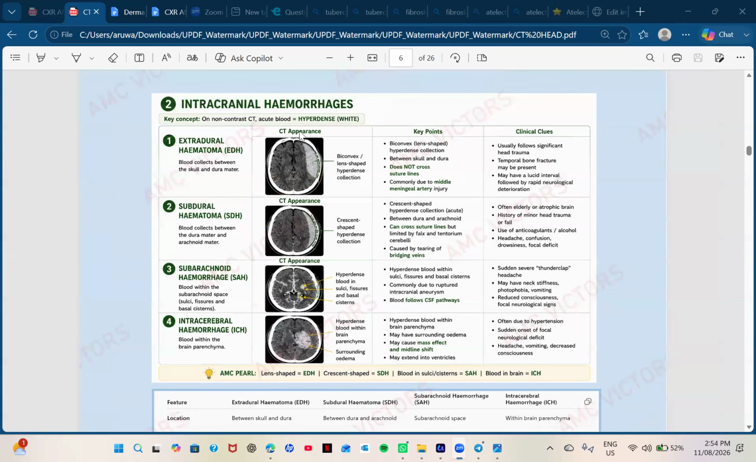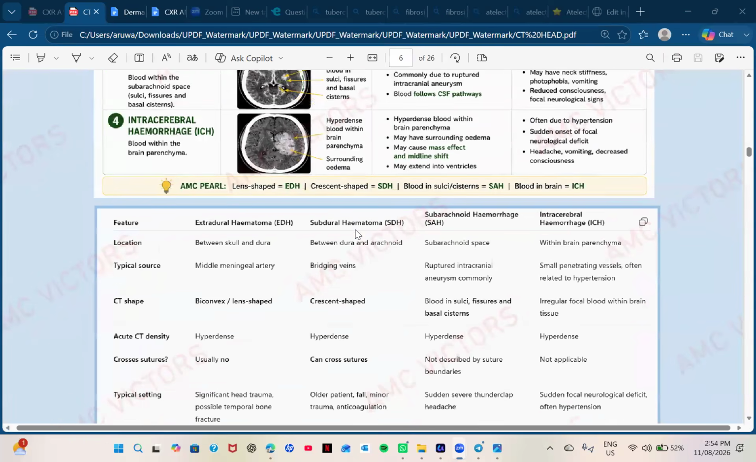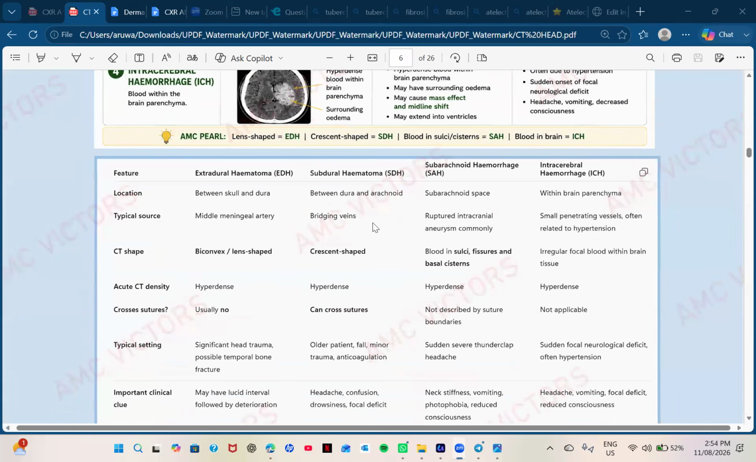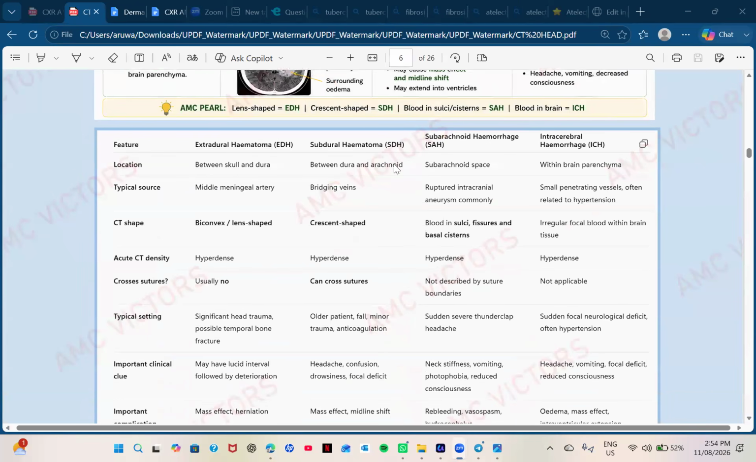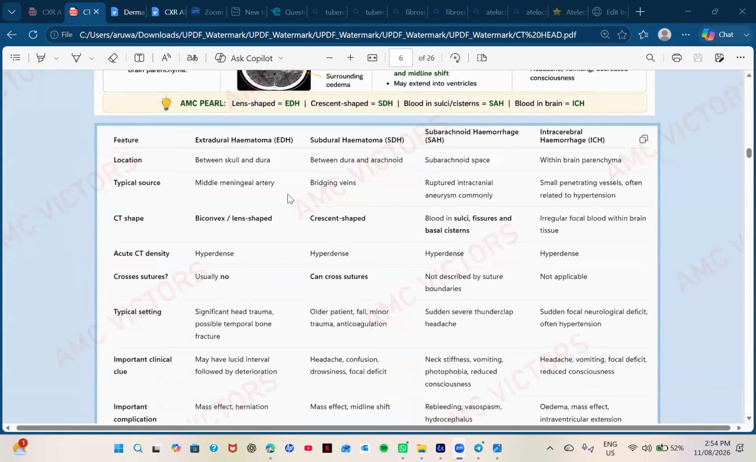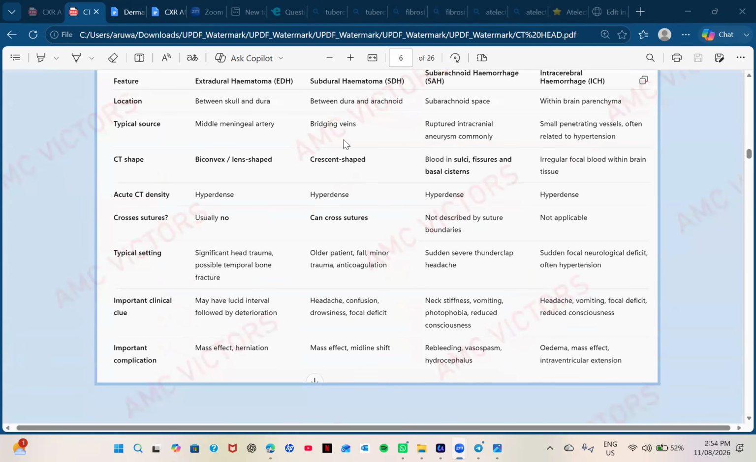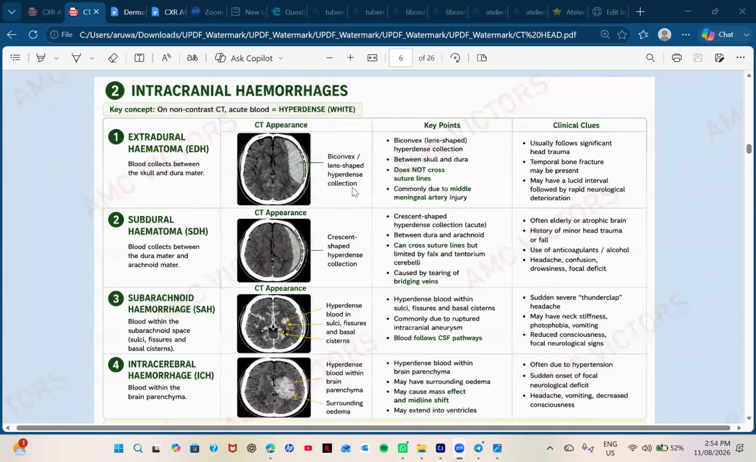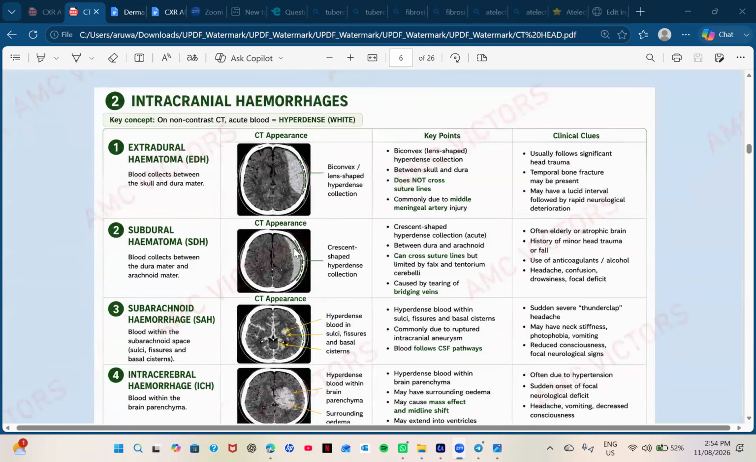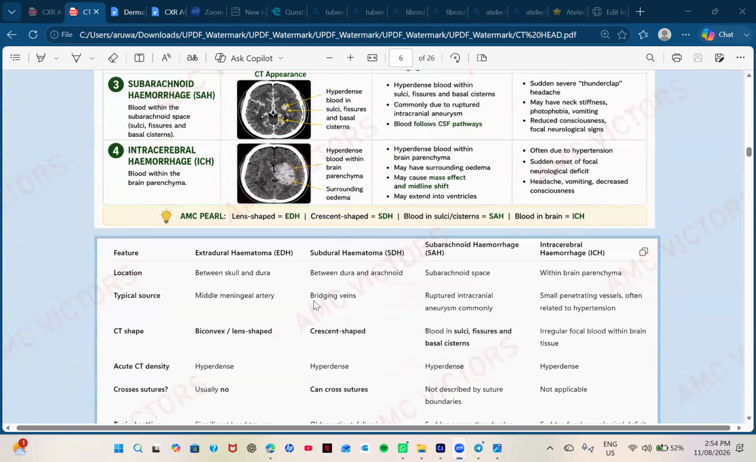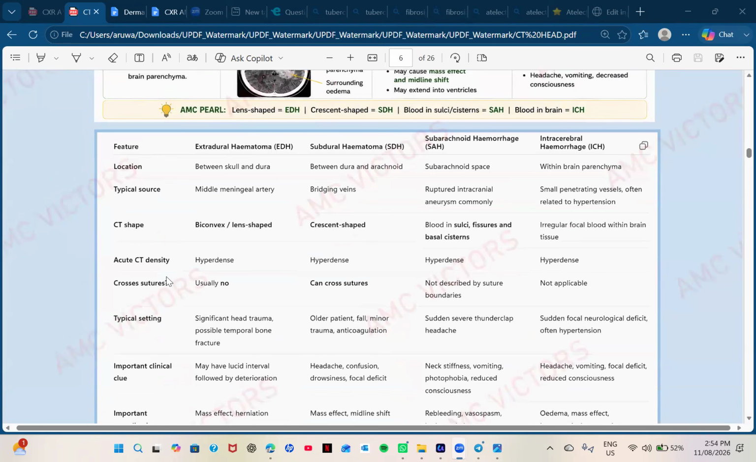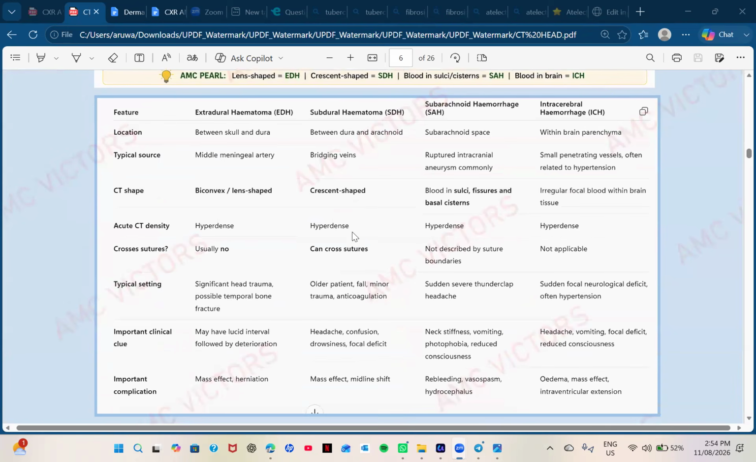Here also you can see. Then you have the subdural hematoma. Subdural means between the dura and the arachnoid, so here the bridging veins are associated. You can see the crescent shape, or remember it as a banana. Then acute subdural, here you can see the hyperdense blood.